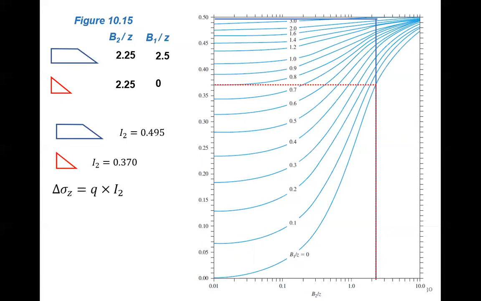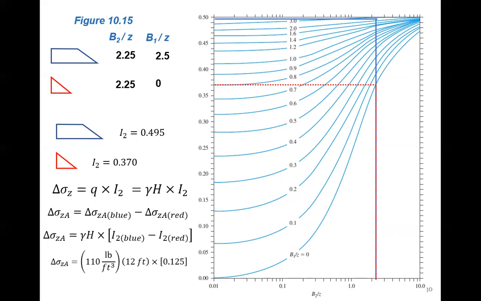So our delta sigma z for our first is going to be here, and since the height is not changing, we can just move that to the outside of the equation. And we see our delta sigma z is about 165 pounds per square foot.